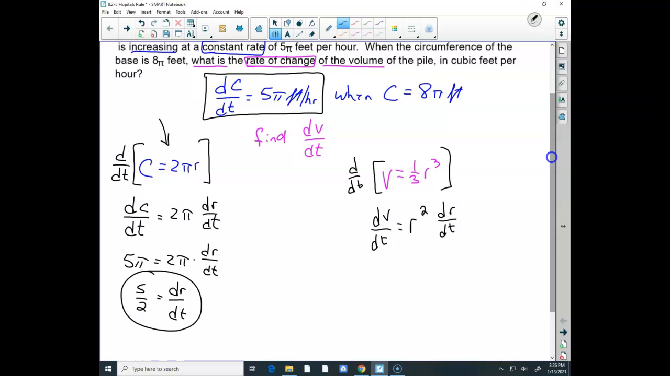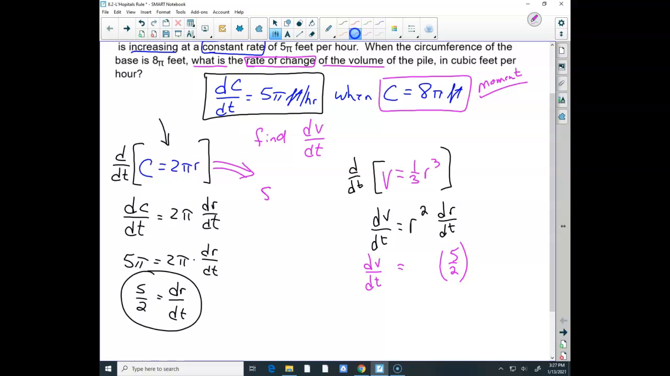So I have one variable I can plug in over here. So I know this is going to be 5/2. I need to find out what dV/dt is. So that means I need to figure out what is my radius. Well, how am I going to do that? Well, I do know my circumference. This is my moment in time. So I do know my moment in time when the circumference is 8 pi. I know that's going to equal 2 pi times the radius. So at my moment in time, my radius is going to equal 4 feet, isn't it?